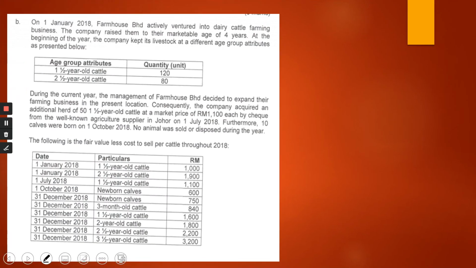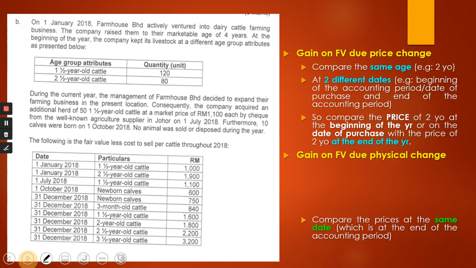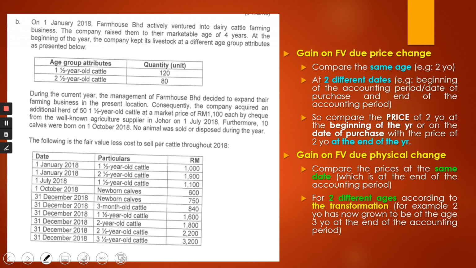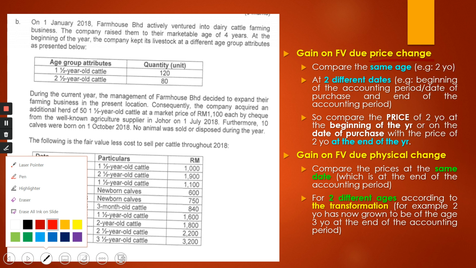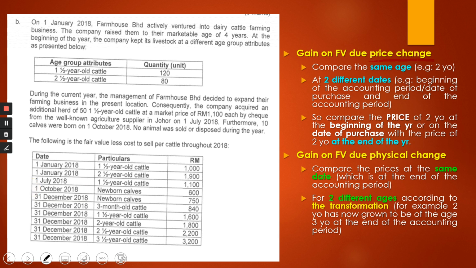The second part of the question is about asking you to calculate the gain or loss, as well as asking you to show the journal entry. But before that, let's look at something that you can revise from what you have been prepared here. So when you talk about gain on fair value changes, it can either be gain from price changes and also gain due to physical changes.